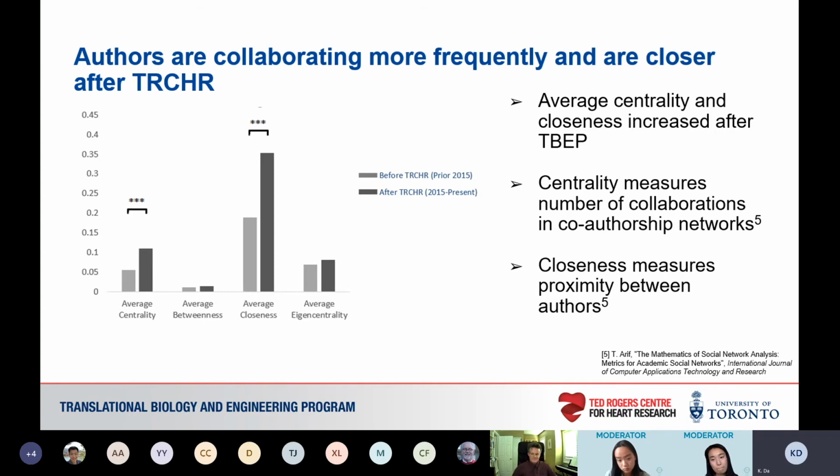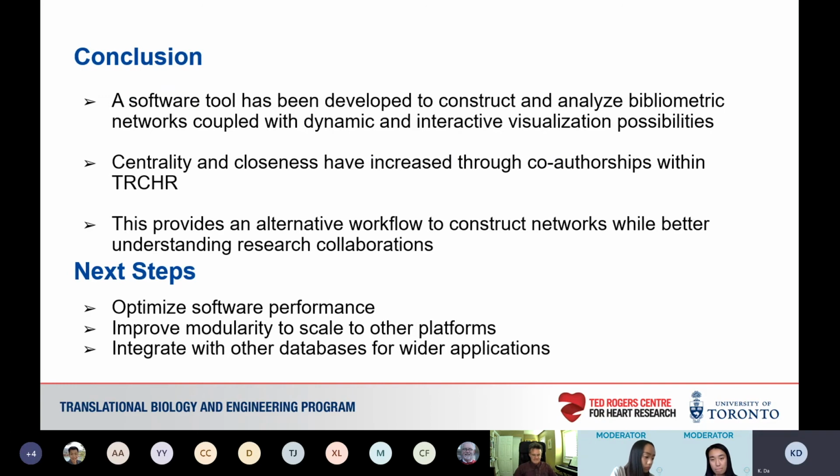So in conclusion, a new software tool has been developed in order to help automate the construction and analysis of bibliometric networks, coupled with possible dynamic and interactive visualizations with Kumu. Centrality and closeness have increased through co-authorships within the Ted Rogers Center before and after its launch. And the impact that this research will have is providing that alternative workflow in order to construct networks with better understanding of research collaborations, which can potentially yield more network insights and help possibly inform new research initiatives and create more compelling and dynamic visualizations.